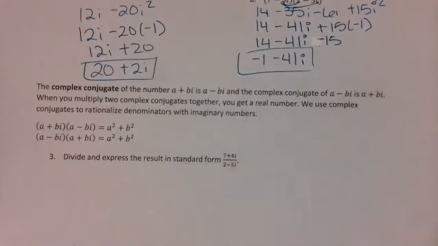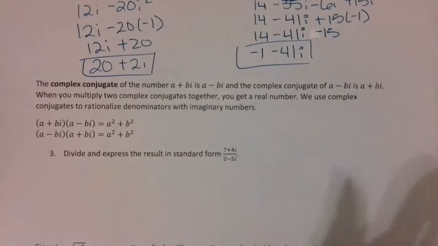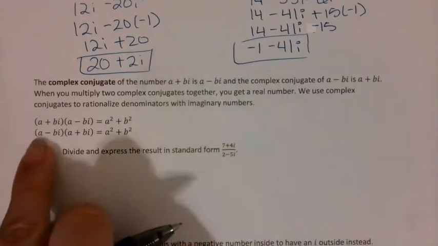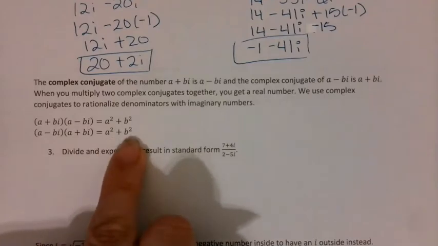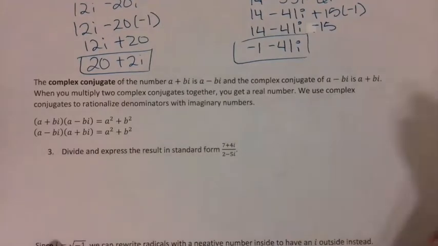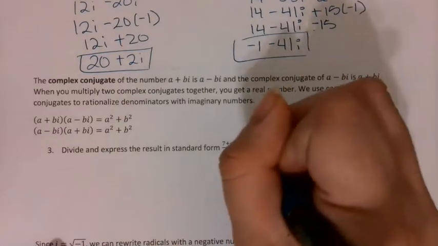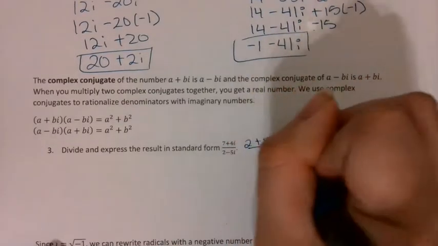Okay, a complex conjugate is basically the same thing with just the middle sign changed. So instead of being a positive, it turns into a negative, and instead of being a negative, it turns into a positive. We use complex conjugates when we want to rationalize our denominators so we have a real number on the bottom. Basically what it is, I take the a value and square it and add it to the b value squared. Okay. So over here, my complex conjugate is 2 plus 5i.